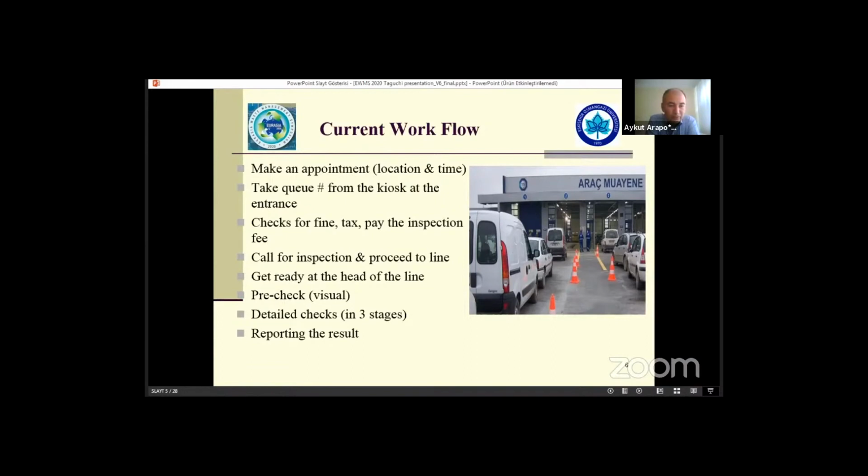Then you get ready for the head of the line. You go to the head of the line. First, a visual pre-check is done, and then the car is taken into the premises and the building, and 3 stages of inspections are made. At the end, after the checks, a report giving you the result of the inspection is given to you.